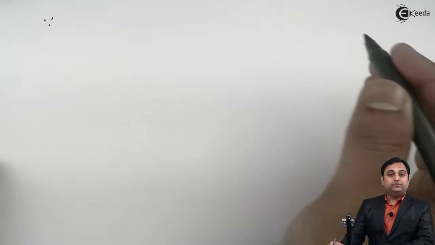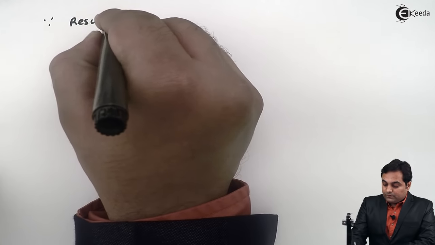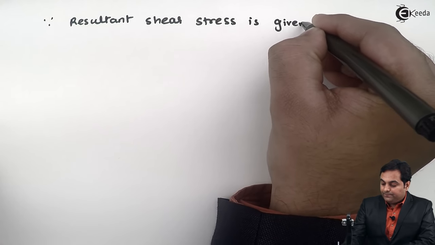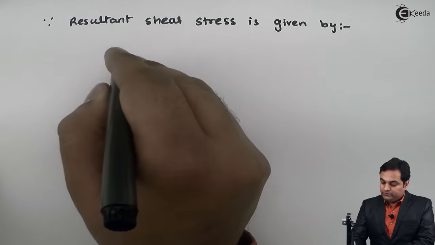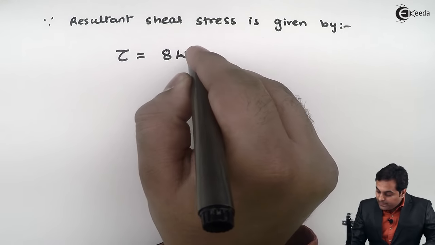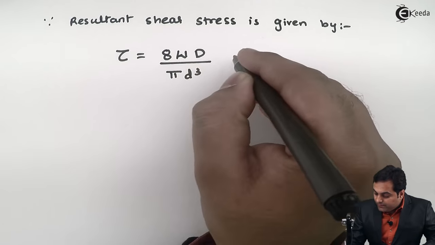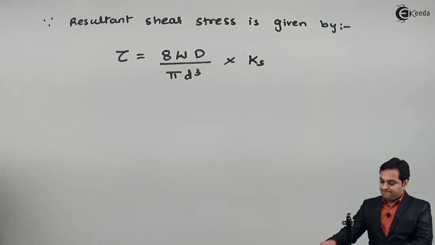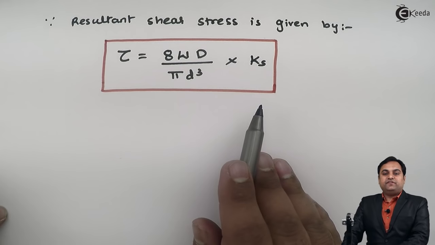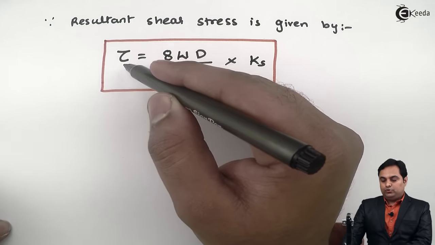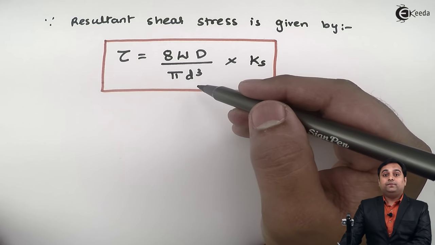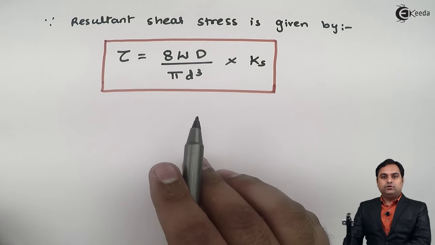After getting the shear stress factor, I can use the formula of resultant shear stress. Since resultant shear stress is given by tau is equal to 8WD upon pi d cube multiplied by Ks, that is the shear stress factor. Now if we look into this, shear stress is known, the value of load is known, Ks we have calculated, so capital D and small d both are unknown. But here we have only one equation and there are two unknowns, so we cannot get the values.